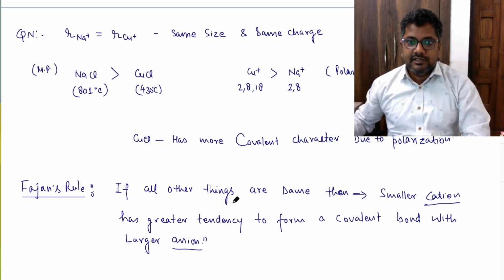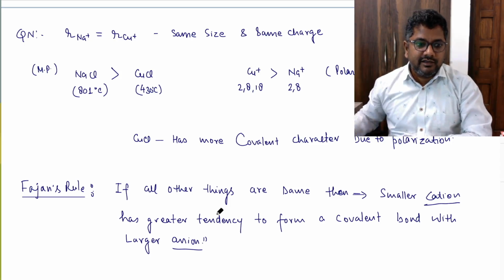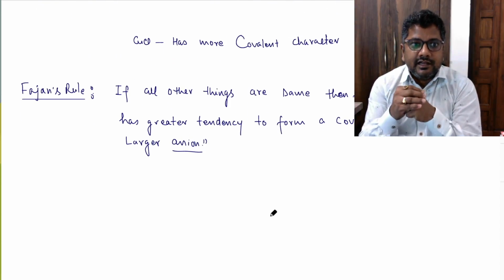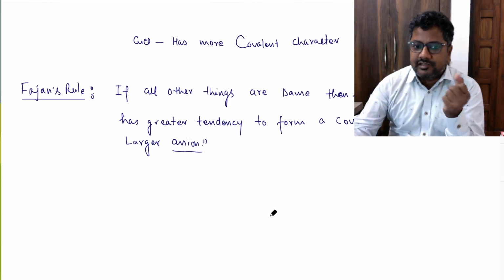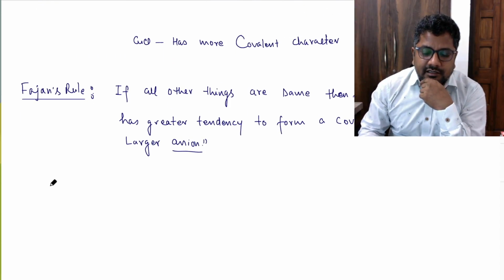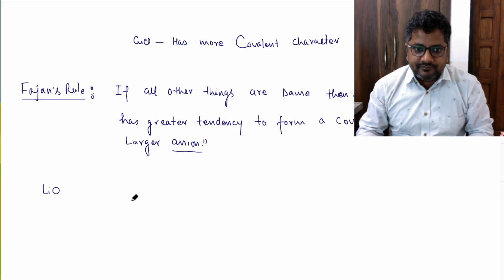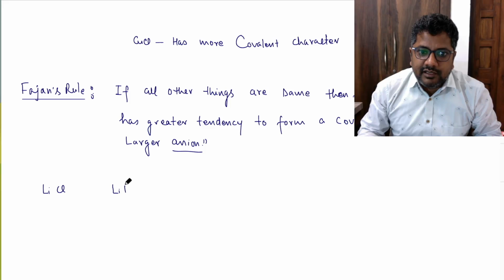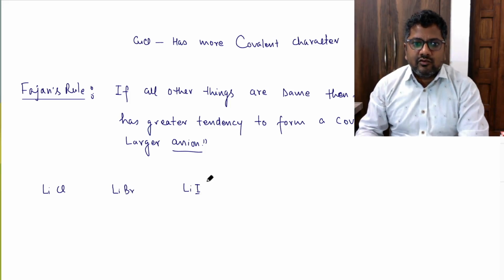Hence proved that cation and anion may form a covalent bond. Suppose you compare the covalent character between LiCl, LiBr, and LiI. So we will talk about covalent character.